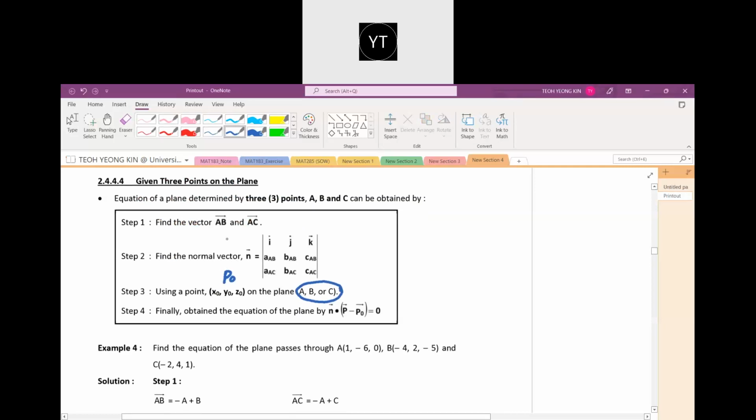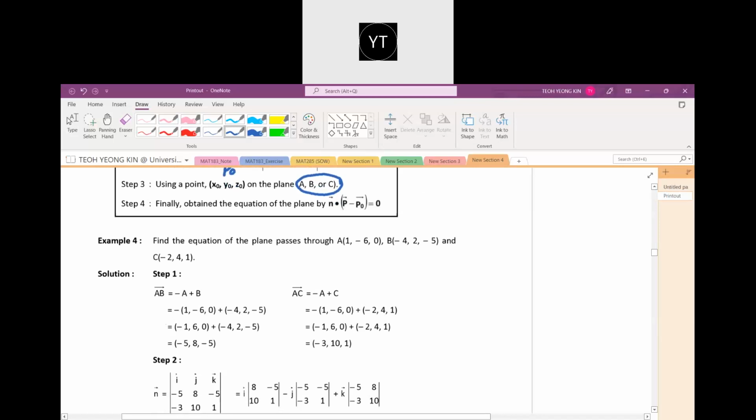So what we have to do is first find two different vectors, and then find the normal vector by using the cross product. And then for the P naught, we have 3 points, either A, B, or C. And then finally we use the normal vector.